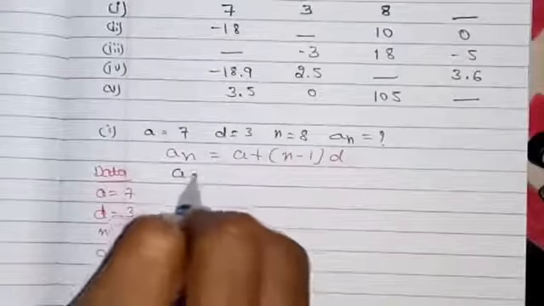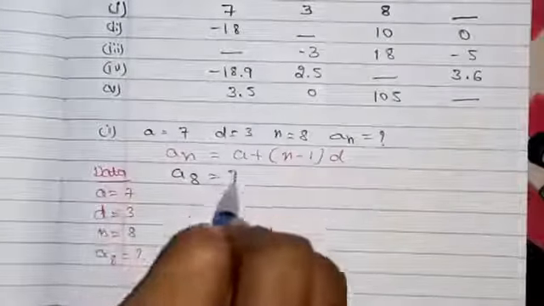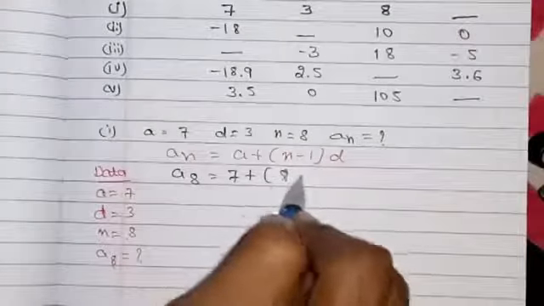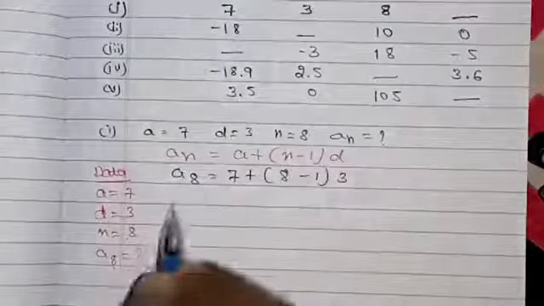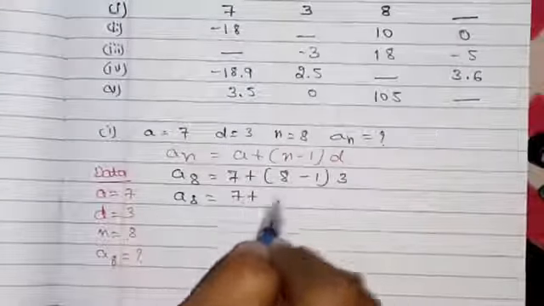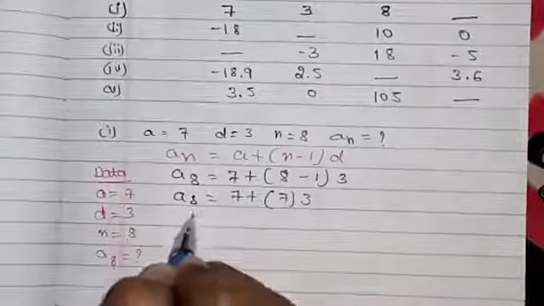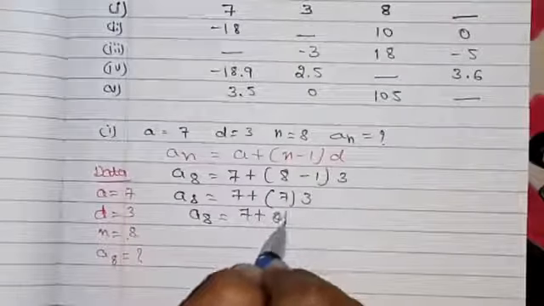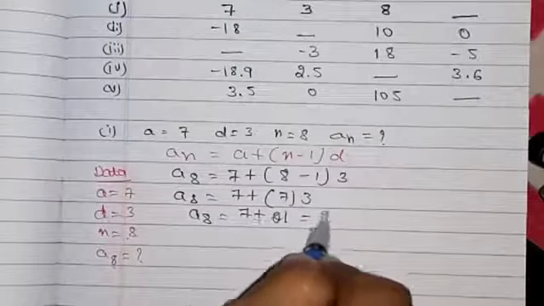Now the eighth term you need to find out. So A8 is equal to, now what is A? They have given 7, plus what is n? n is 8, the eighth term, minus 1, into D, the common difference, which is 3, right? Now simplify this. A8 is equal to 7 plus (8 minus 1), which is 7, into 3. So A8 is equal to 7 plus 7 threes are 21. That's equal to 7 plus 21, sorry, it's 28.